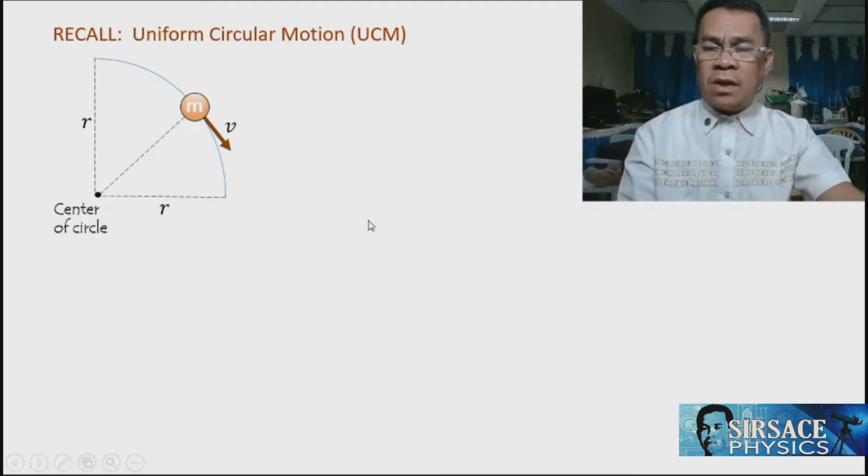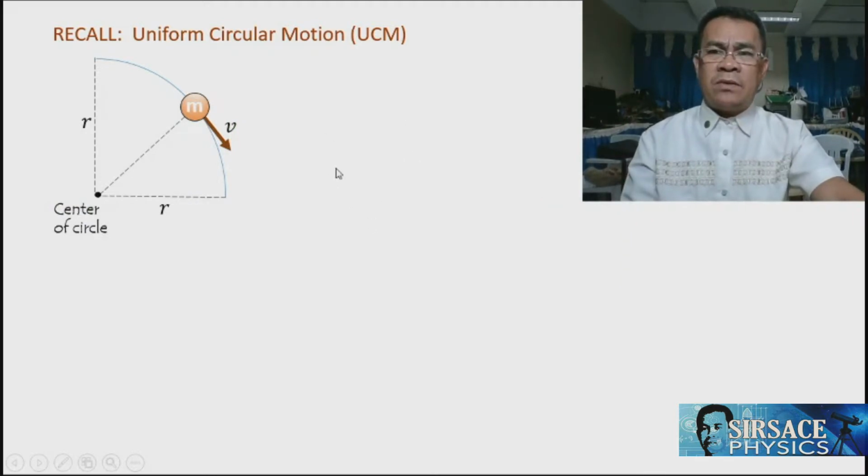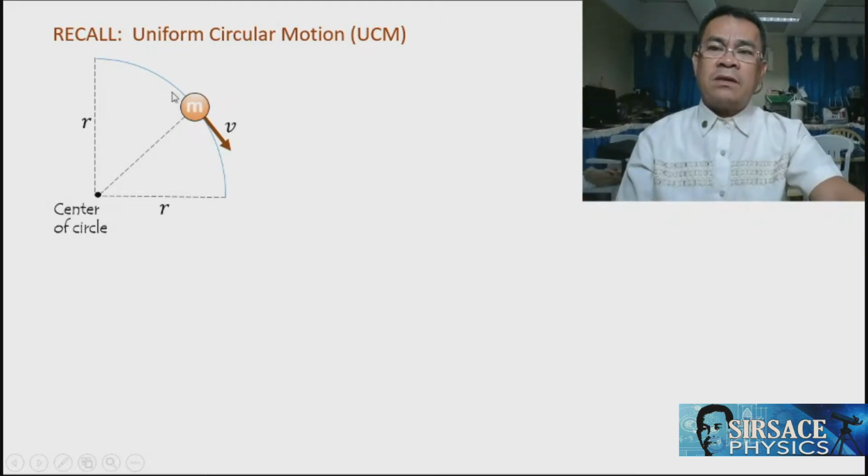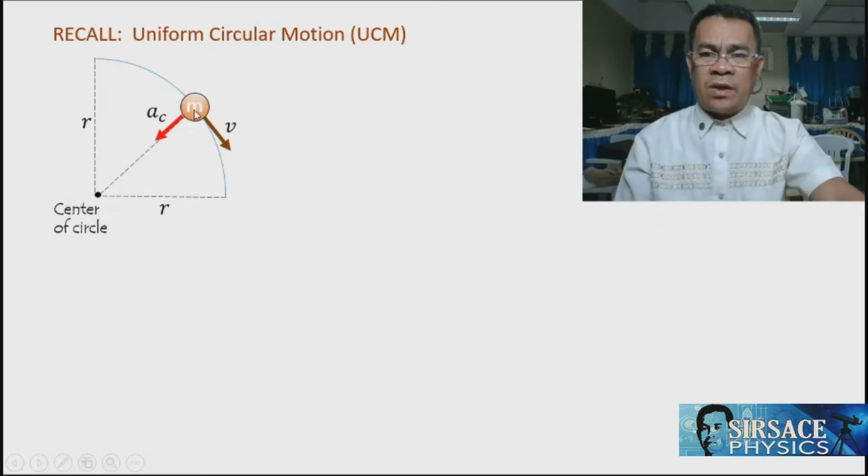Now we have to recall our previous video on the concept of uniform circular motion, that when an object moves around the curve with a constant velocity, the motion is uniform. But in a circular motion, the acceleration is not equal to zero. Why? Because we have the change in direction. The change in direction causes an acceleration which is called centripetal acceleration.